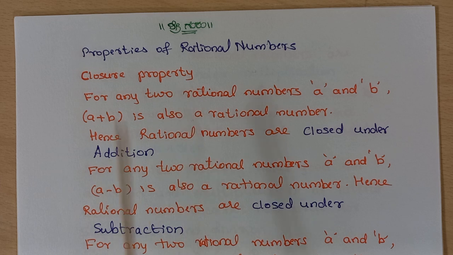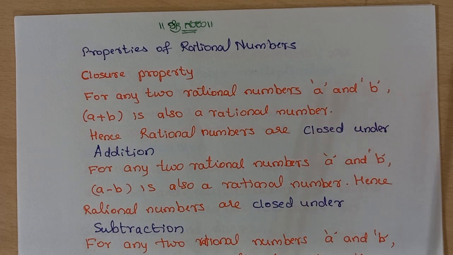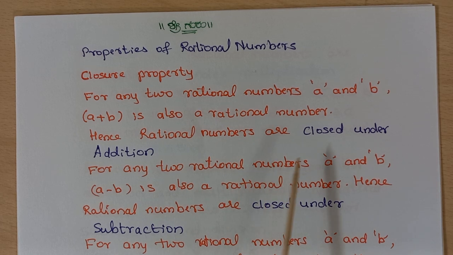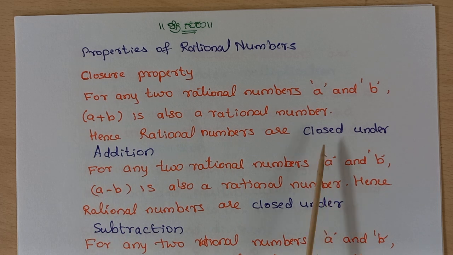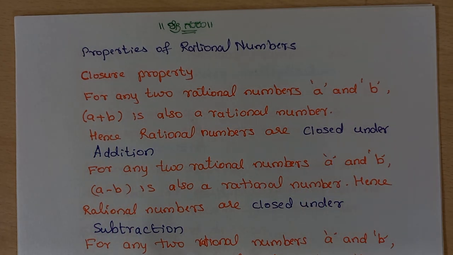First one is closure property. For any two rational numbers a and b, a plus b is also a rational number. Hence, rational numbers are closed under addition. For example, 2 plus 3 is equal to 5, and minus 2 plus 3 is equal to 1, 2 minus 3 is equal to minus 1. All these numbers are rational numbers. Therefore, we say that they are closed under addition.